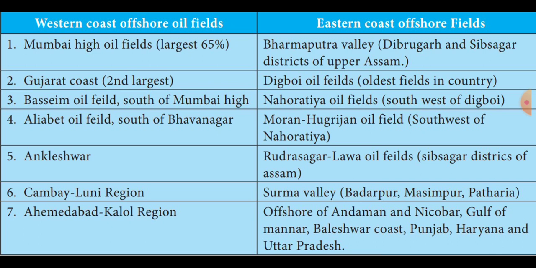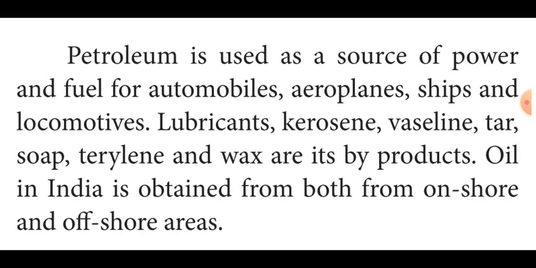At the same time, in the eastern coast, offshore of Andaman and Nicobar, Gulf of Mannar, Baleshwar coast, Punjab, Haryana, Uttar Pradesh, in all these areas we mostly find petroleum. These are the important areas where we find petroleum in the western coast and eastern coast offshore. Then this petroleum is used as a source of power and fuel for automobiles, aeroplanes, ships and locomotives.